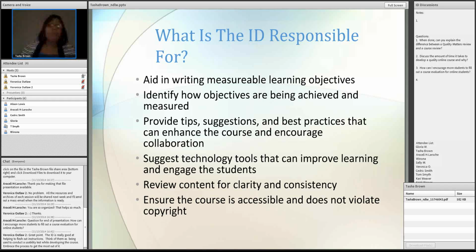We also have to make sure it does not violate copyright. No longer can we just find an image on Google and say, hey, this image is very appropriate to my lecture, I'm just going to put it in my presentation. We can't do that anymore. We have to read what the copyright policy is on those images.